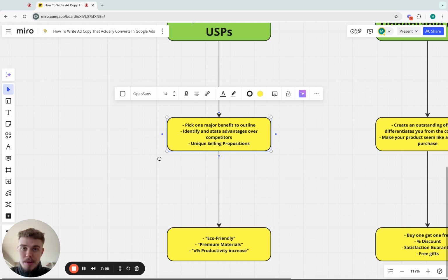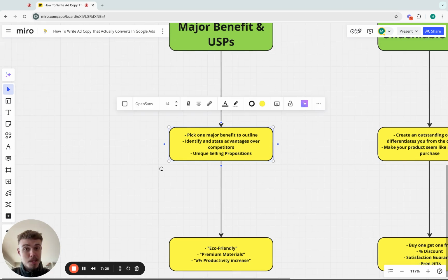Always pick one, don't give them too many. If there are too many in one ad, it's going to confuse a buyer and it's not going to be as relevant and targeted. So pick one benefit and focus on that in the ad. Now, you can have other ads with different benefits, but just in an individual ad, focus on one.